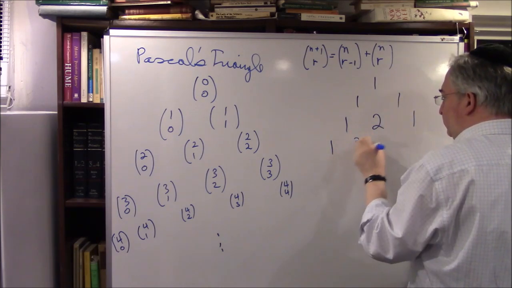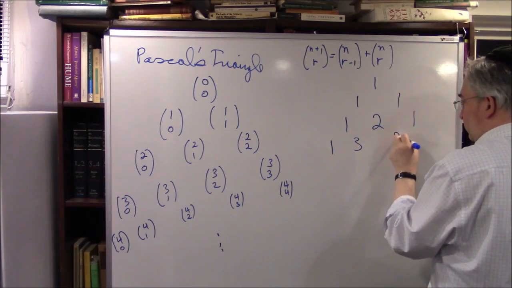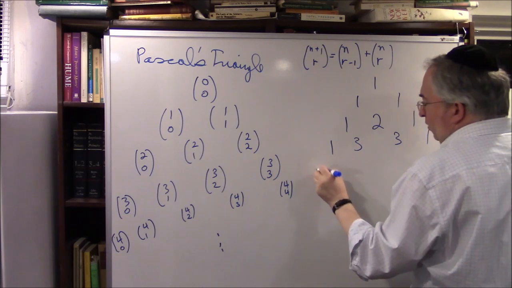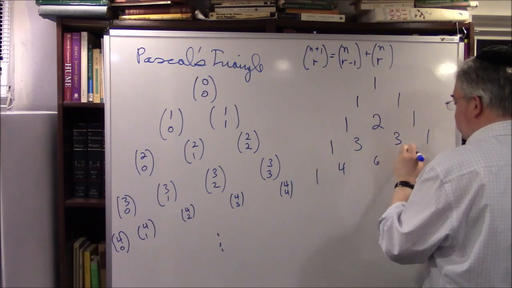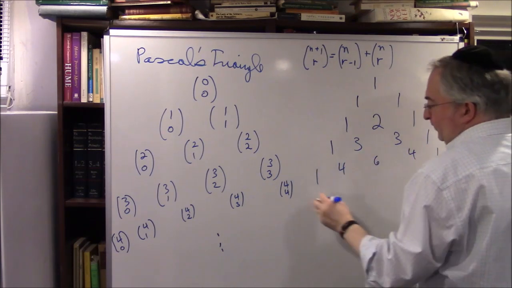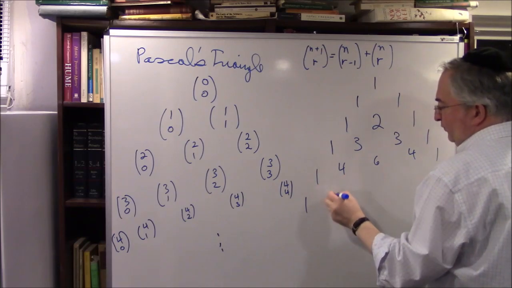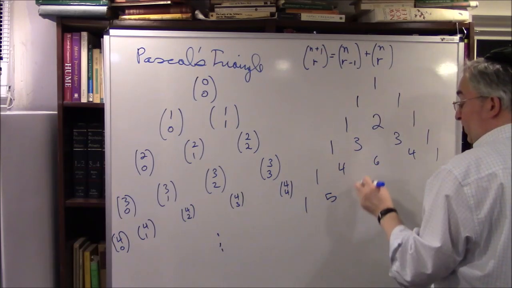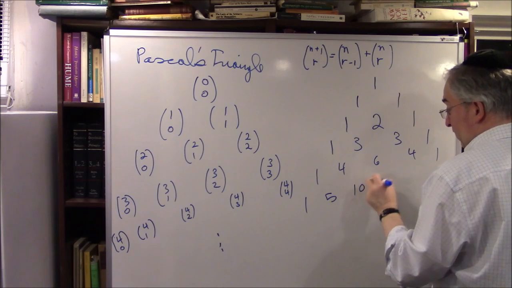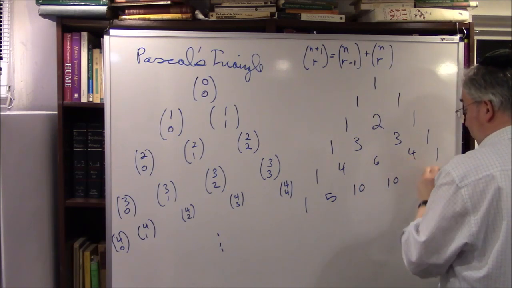1 plus 2 is 3. 2 plus 1 is 3. 1. Okay? 1, 4, 6, 4, 1. Okay? And we can just go on. 1 plus 4 is 5. 4 plus 6 is 10. 6 plus 4 is 10. 4 plus 1 is 5.